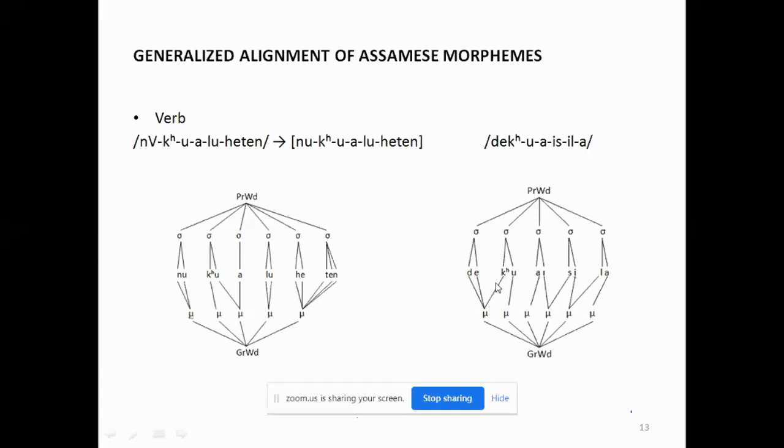Like dek: here dek is broken into two parts at the syllable level, but at the grammatical level it is only one segment. That is dek. And u, a, also they are single segments at the grammatical level, but at the prosodic level they are both added to the first segment.